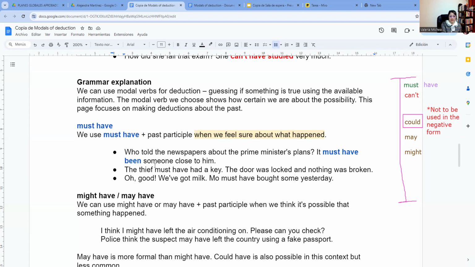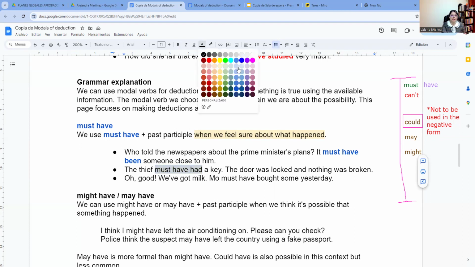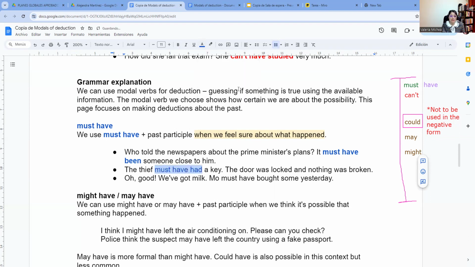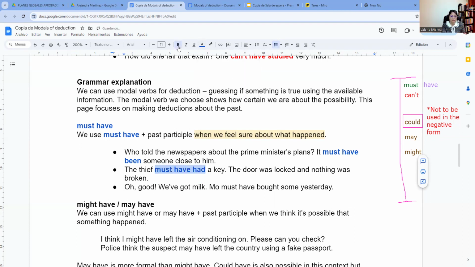Then, the thief must have had a key. The door was locked and nothing was broken. So he must have had a key. Again, we are using must, have, and the past participle form. Again, I have the evidence. I saw the door, it wasn't broken, so he must have had a key. It's what I can infer from the evidence that I have.